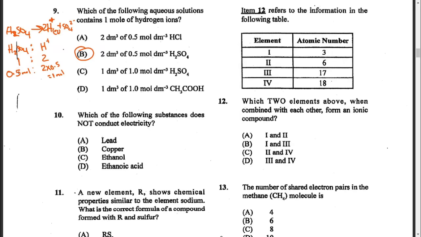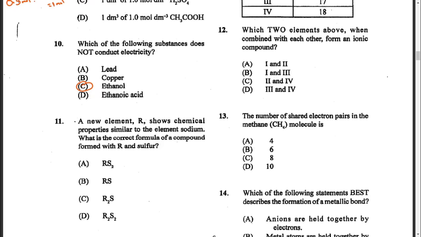Question 10. Which of the following substances does not conduct electricity? Is it A, lead, B, copper, C, ethanol, or D, ethanoic acid? And the answer is ethanol.